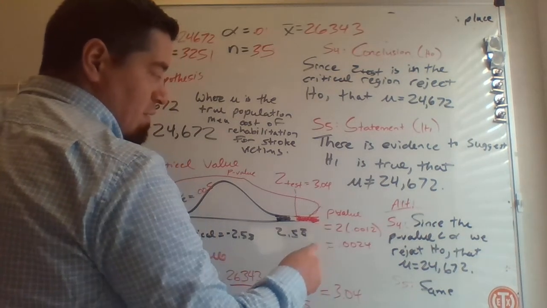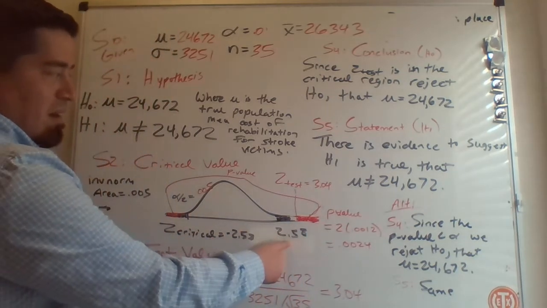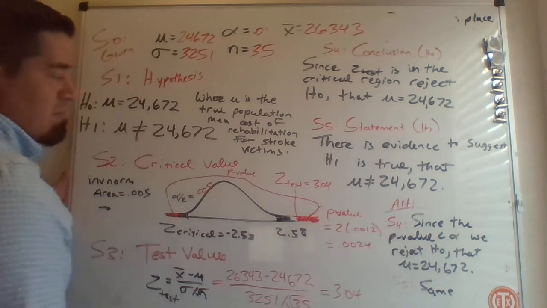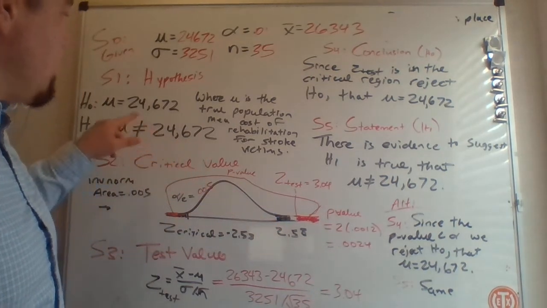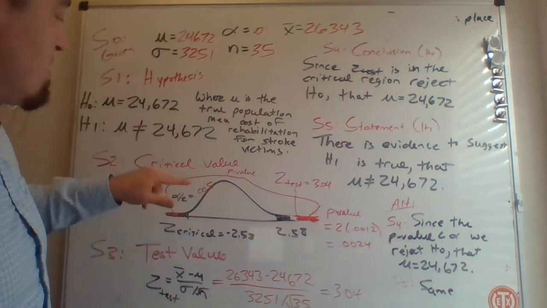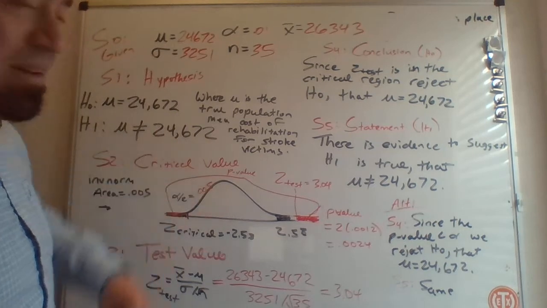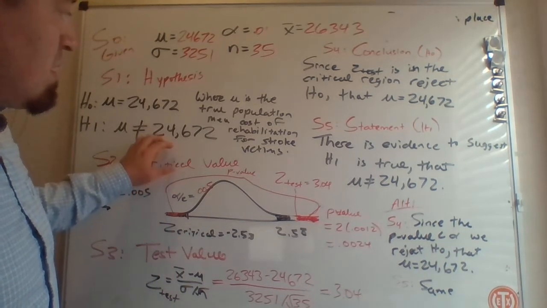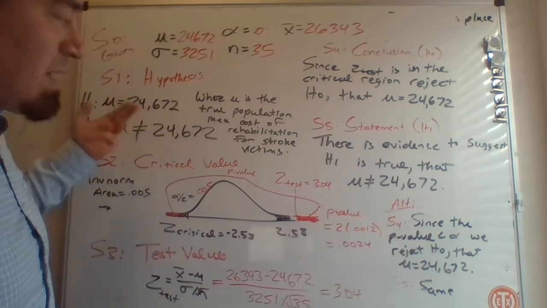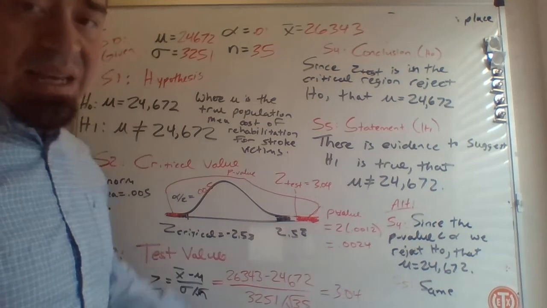And then if that goes beyond our cutoff, then we're going to say it's safe to say that the mean is no longer 24,672, but in fact it's not that. Okay, the mean is something else. So that's all we're proving, or gaining evidence for. So that's kind of the idea.